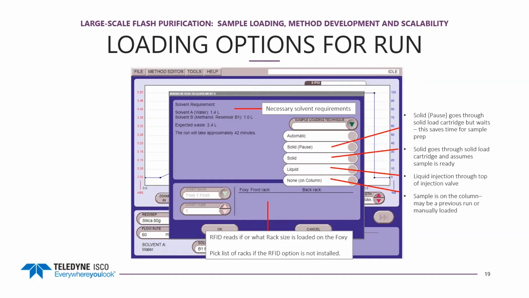You could choose the solid option, and that's if you already had your sample prepared and your solid load cartridge on the system. It'll automatically do your equilibration and then begin the run through the solid load cartridge. If you do liquid injection, it's going to do the equilibration, pause until you've loaded your sample via the syringe, and then begin the run once you're ready. And then finally, maybe your compound's directly on the column already, or you've loaded your compound on a column another way. You can choose none on column, and it's going to begin the run right away without an equilibration.